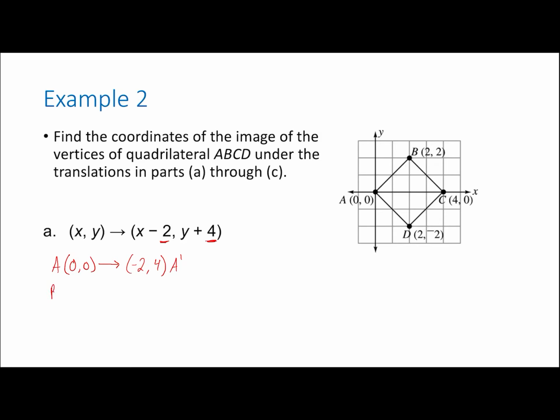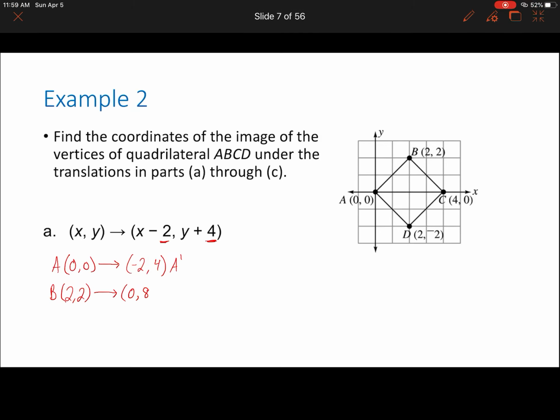For point B, we're going to take 2, 2, and we're going to move it again where we subtract 2 from X and add 4 to Y. So we're going to have 0, 6. I was looking at the wrong one. There we go. So again, subtracting 2 from 2, then adding 4 to the Y value. So that's going to be B prime.